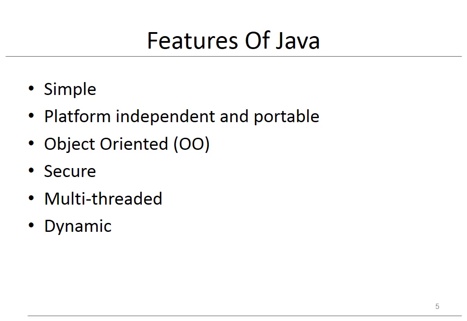Finally, Java is dynamic by enforcing a strict separation between interface and implementation. In other words, at runtime, it is decided which Java code should be executed. This makes it extremely flexible.